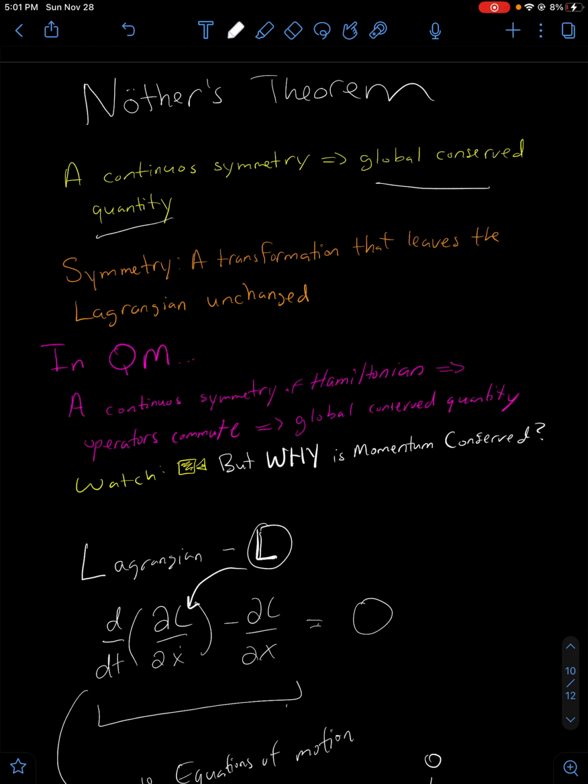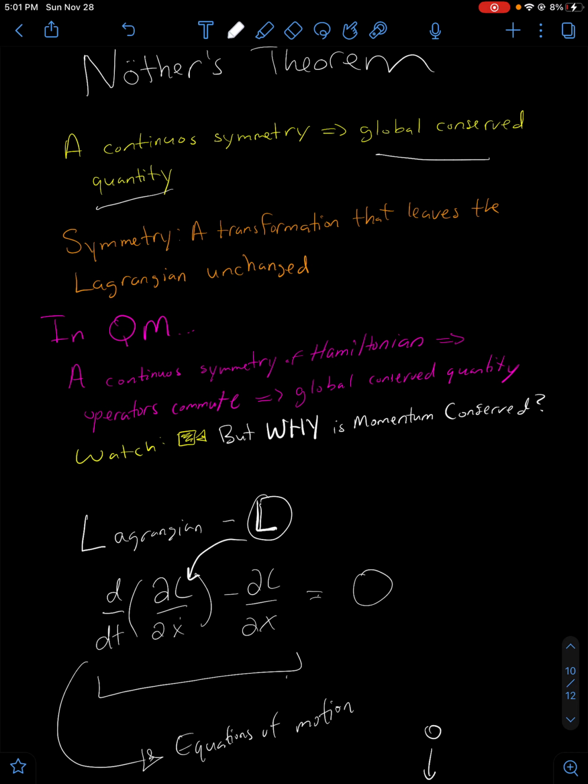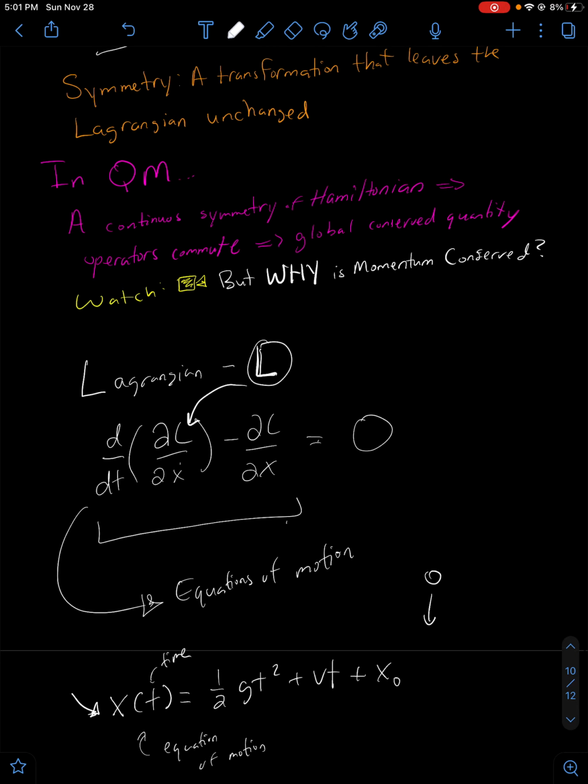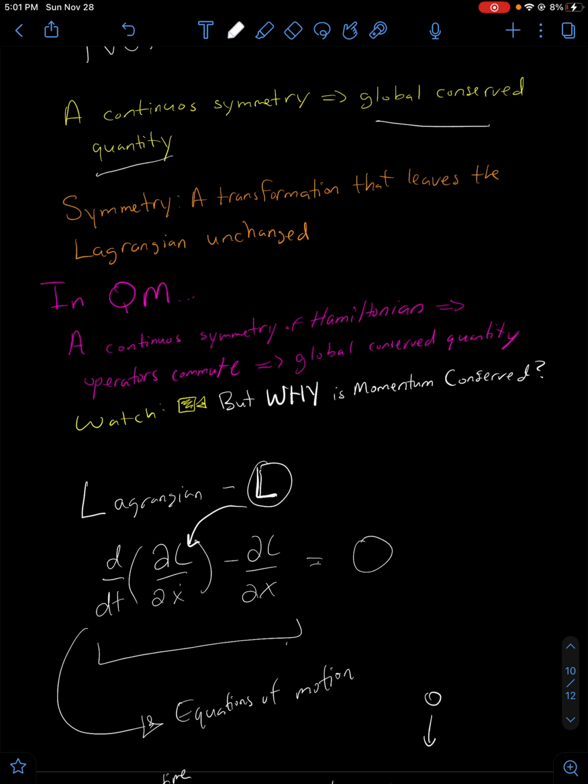It may seem trivial, but I just want to make sure that you guys fully understand what I'm saying when I say a continuous symmetry yields a global conservation law. So now that we've got that down, let's advance things a tad bit. In quantum mechanics, we say that a continuous symmetry of the Hamiltonian implies a global conserved quantity.